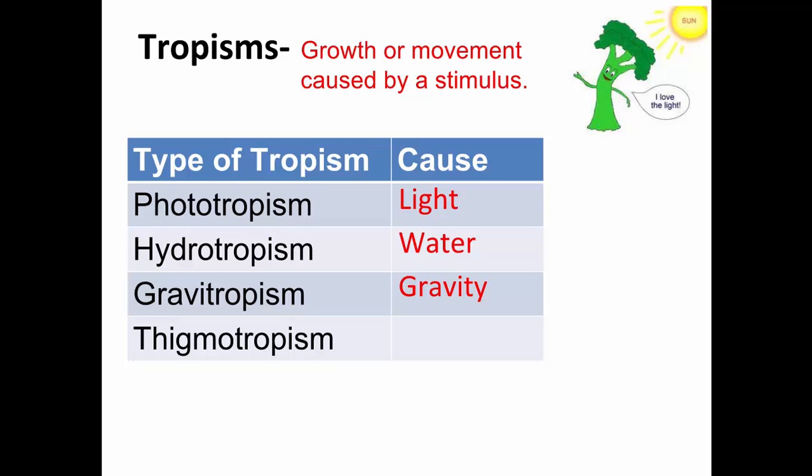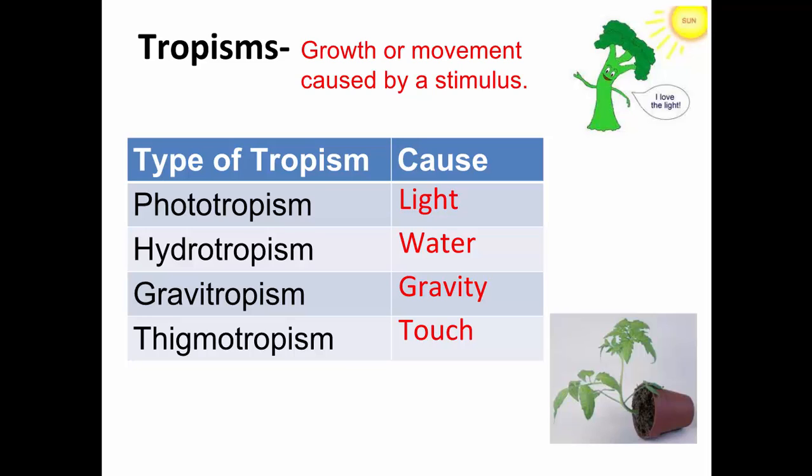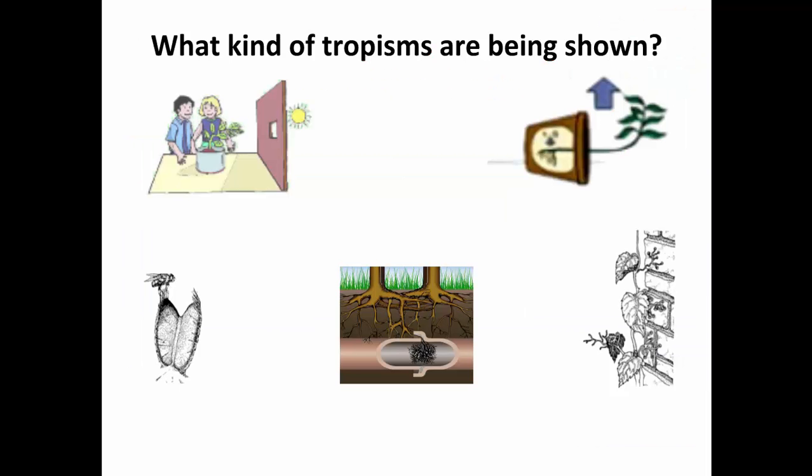Thigmotropism, one you probably won't get. This is a response to touch. Some plants, when you touch them, sort of curl up, or they grow around something that they're in contact with. Is that like the carnivorous? Yes. So here we have an example of what kind of tropism? Gravitotropism. Pots on its side, but stems growing upward.